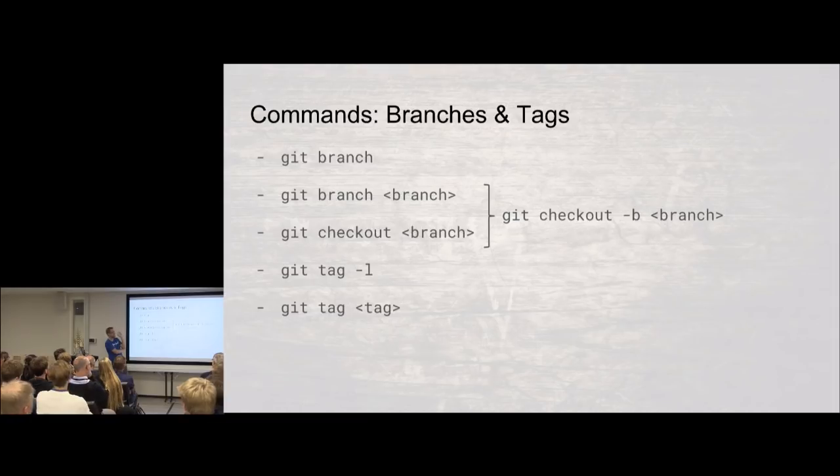Git branch shows you a list of your branches. You can also use git branch to create new branches, and then you use git checkout to change to that branch. And you can do both in one operation with the -b option to checkout. Git tag -l lists your current tags, and to create a new tag, you do git tag and then the name of the tag, and that will create a tag pointing to your most recent commit, the commit you currently have checked out. If you want to tag a different commit, you can just name that as a second parameter.